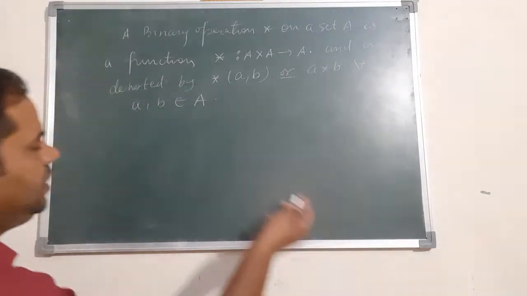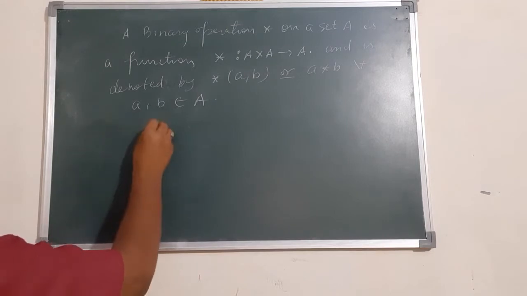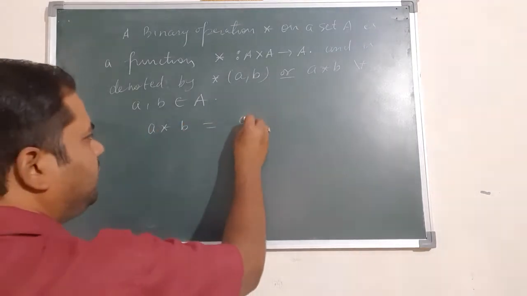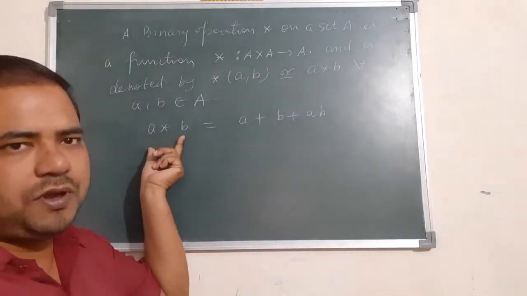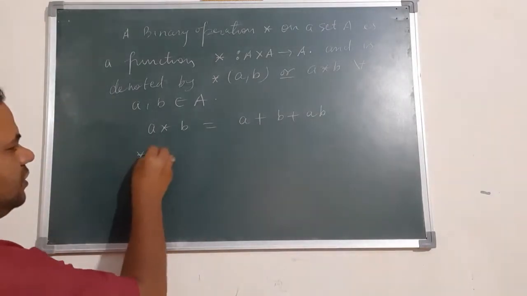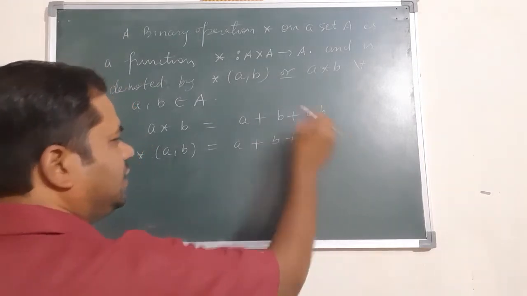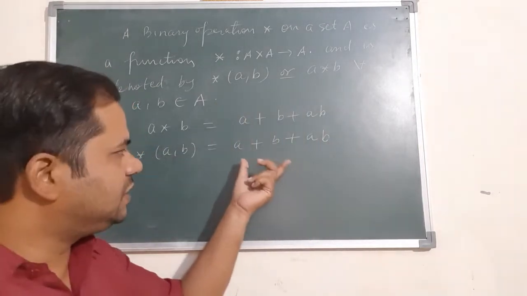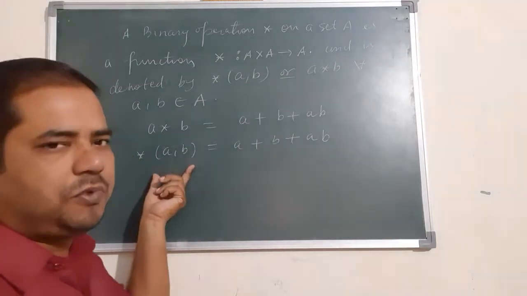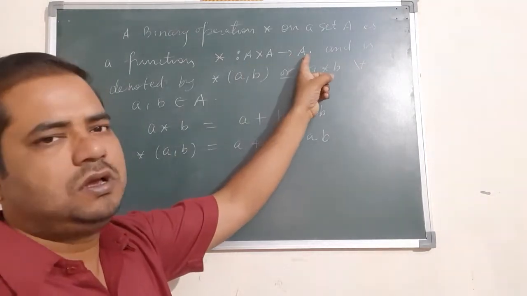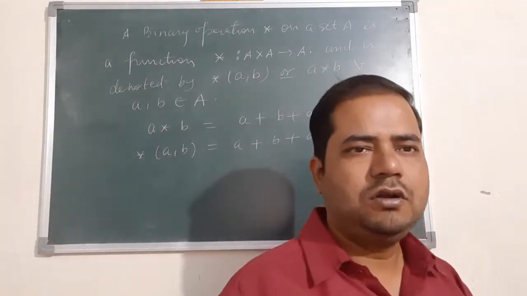Maybe any binary operation is of the form a star b is maybe a plus b plus ab. So if you see, there is an ordered pair, that means star of (a, b) equals a plus b plus ab. Okay, this is a binary operation. So maybe this type of function is defined. There is only a single element and here an ordered pair. So this is from A cross A to A. So this is the binary operation. Okay, so note it down.